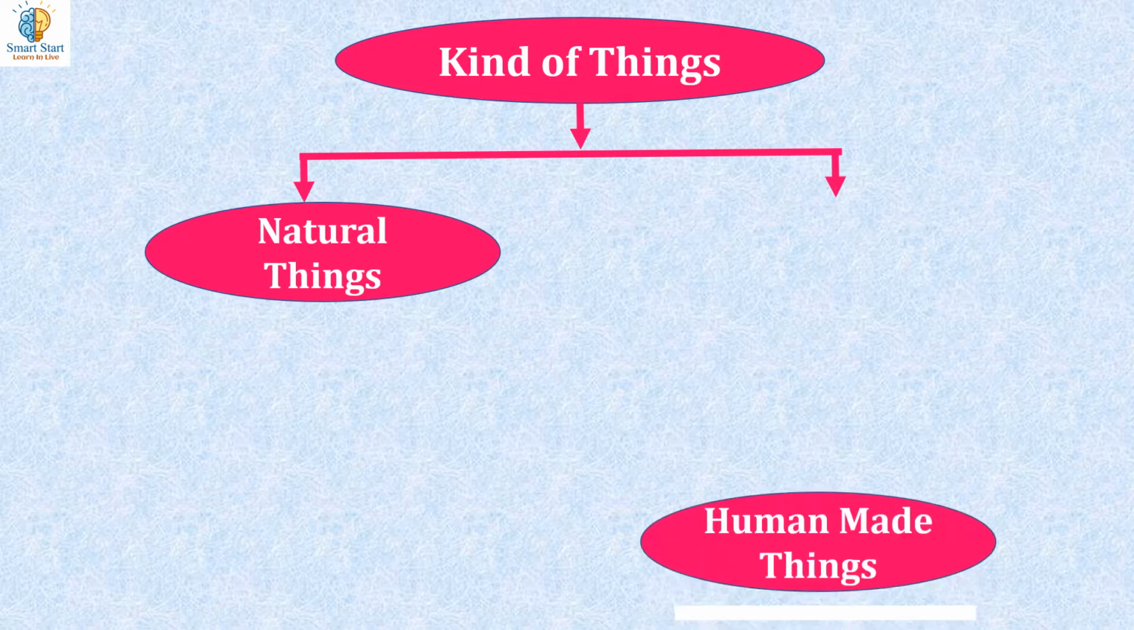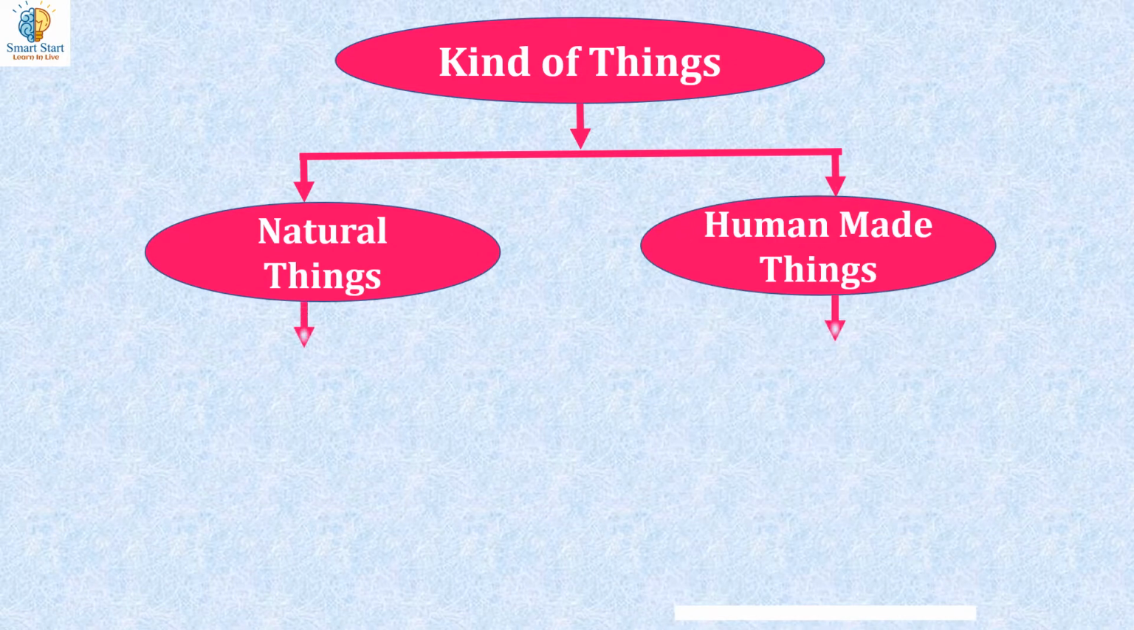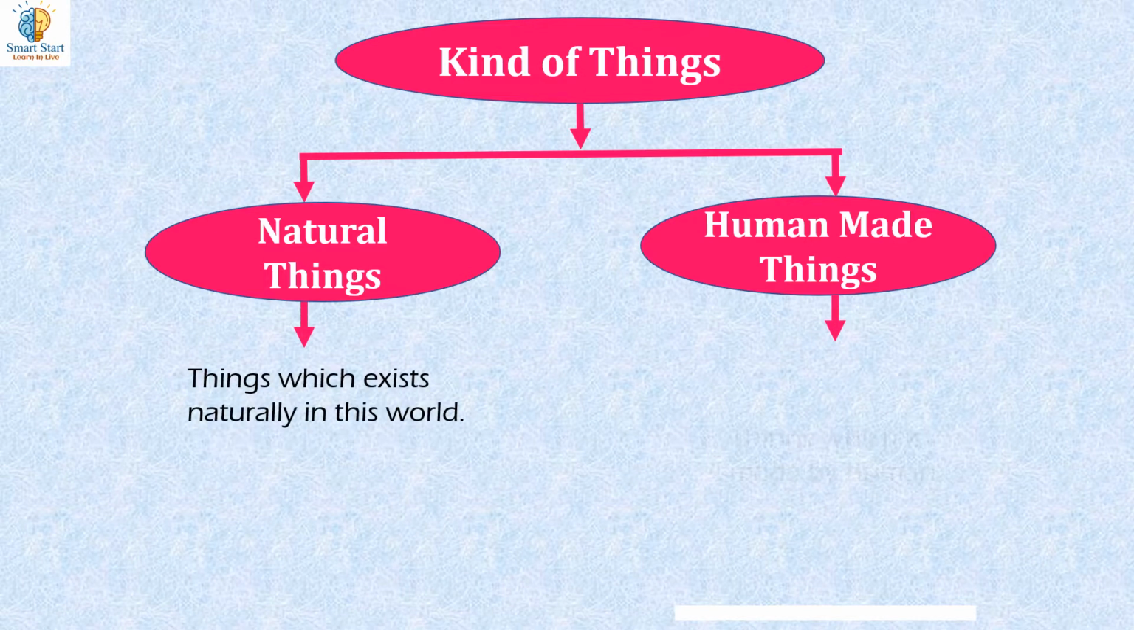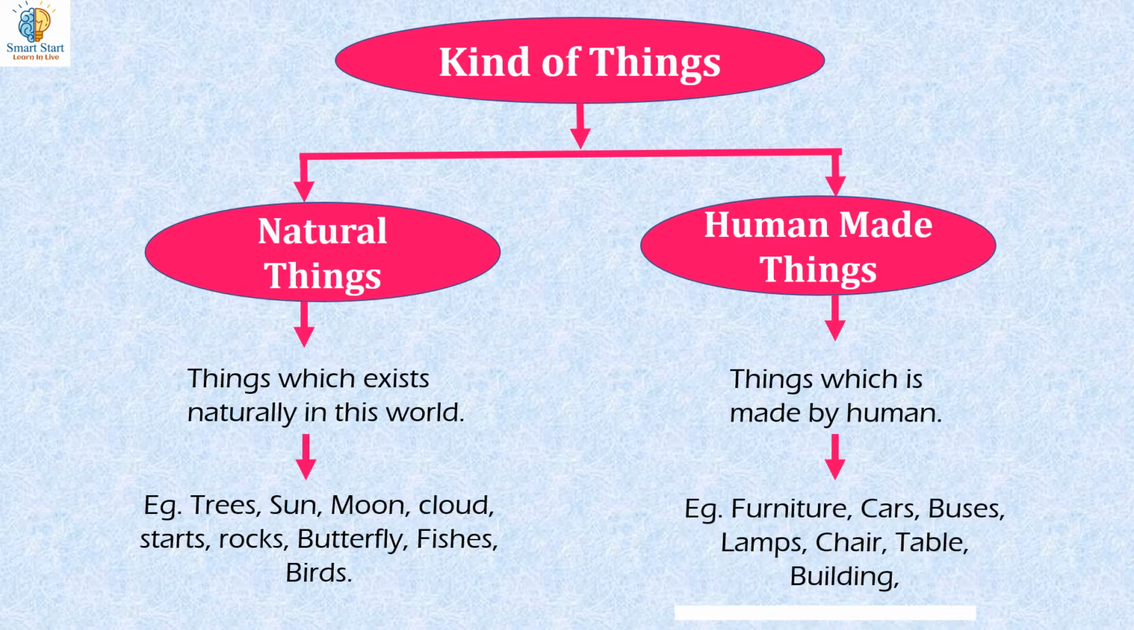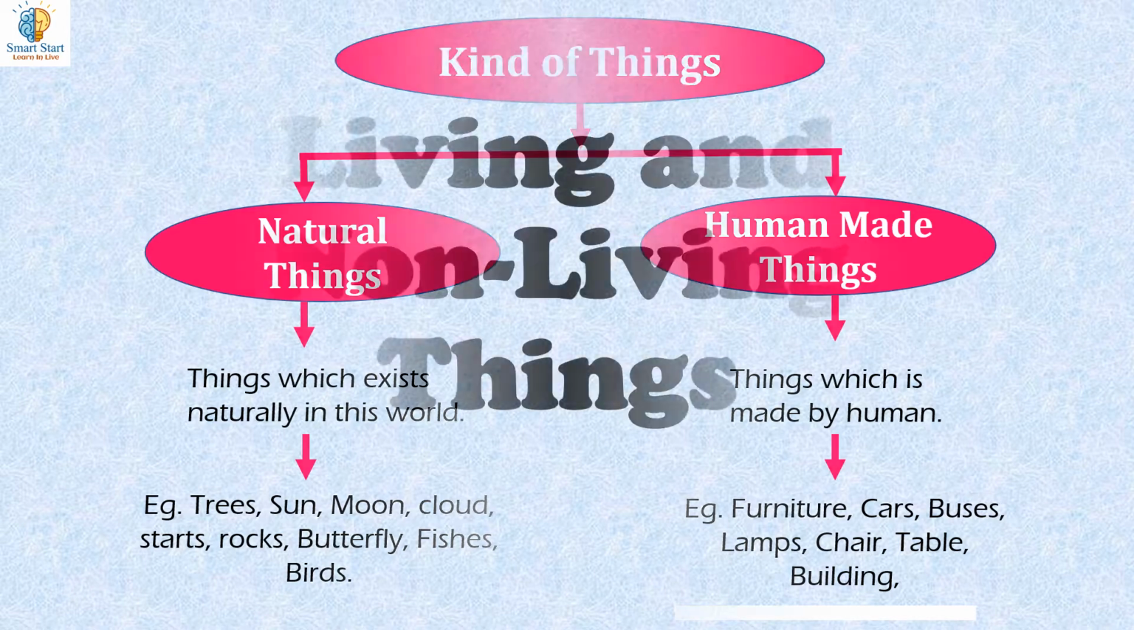Kinds of things. There are two kinds of things: natural things and human made things. Natural things are the things which exist naturally in the world. Human made things are the things which are made by humans. Examples of natural things are trees, sun, moon, cloud, star, rock, butterfly, fishes, birds, and so on. Examples of human made things are furniture, cars, buses, lamps, chair, table, building, and so on.